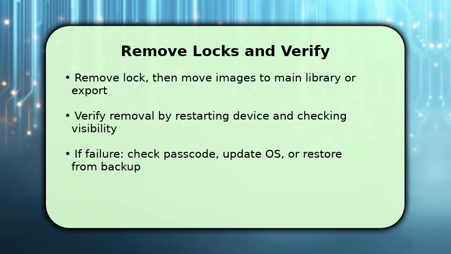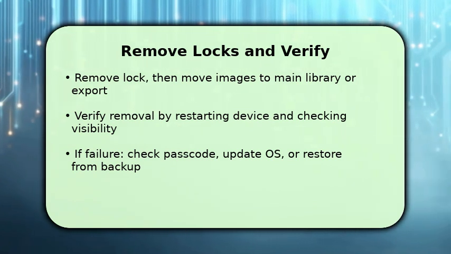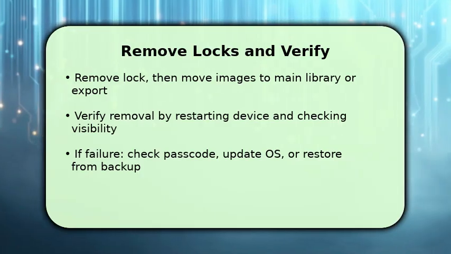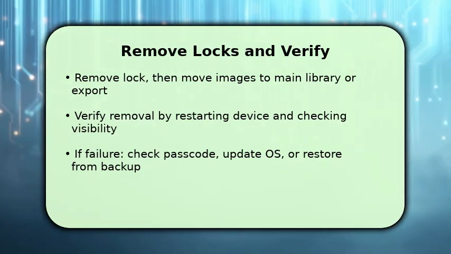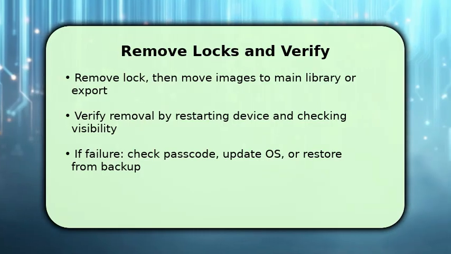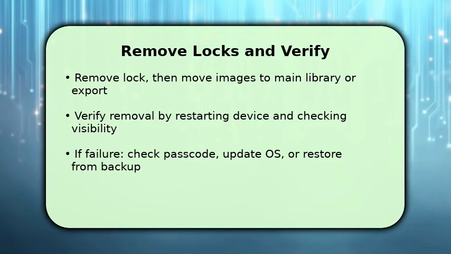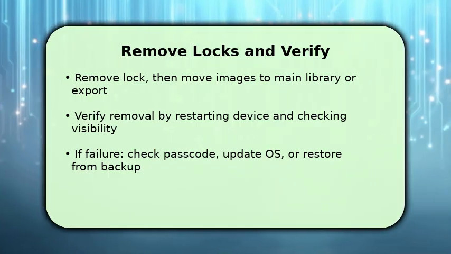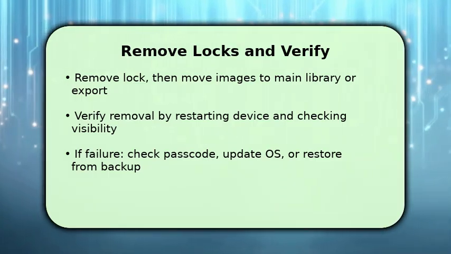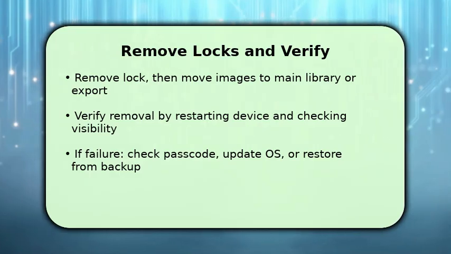Once done, restart your device and verify visibility to ensure the hidden flag is gone. If you can't remove the lock, make sure you're using the correct passcode or biometric, update the OS to the latest version, or restore from the backup you made earlier. This troubleshooting tip resolves most permission and software glitches that block removal.